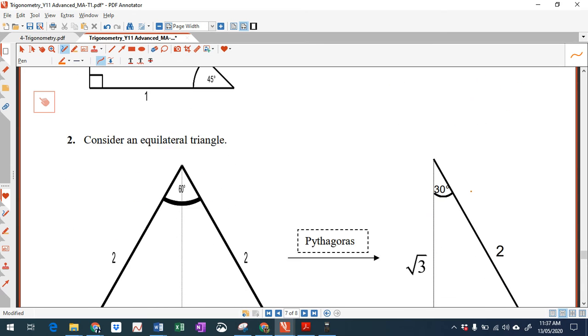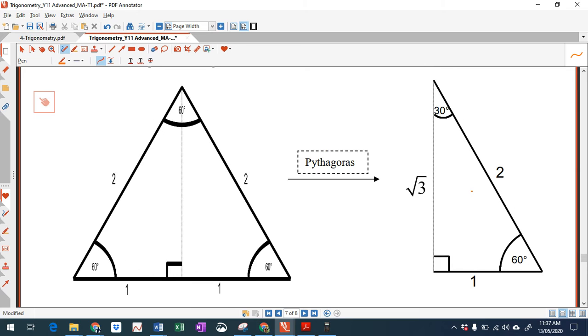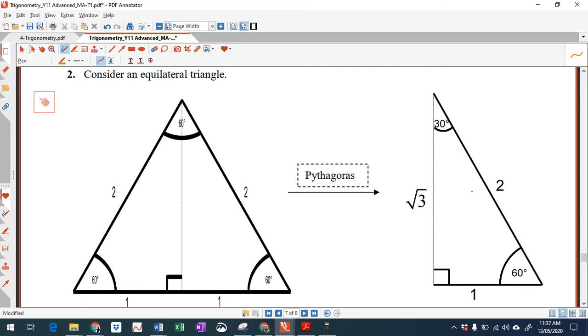Okay, now what about an equilateral triangle? Let's say we've got an equilateral triangle with sides. There's an equilateral triangle. Now we know with an equilateral triangle, 3 sides are equal, and the 3 angles are 60 degrees. Let's just say the sides are 2, 2, and 2. That just makes it a little bit easier.